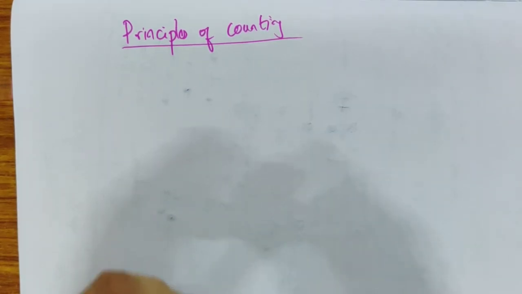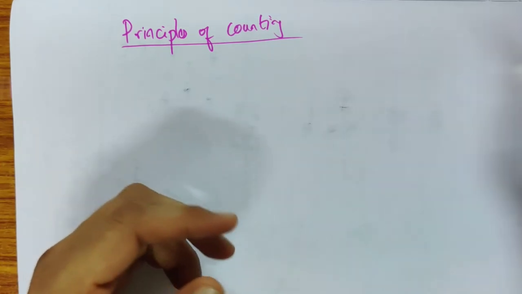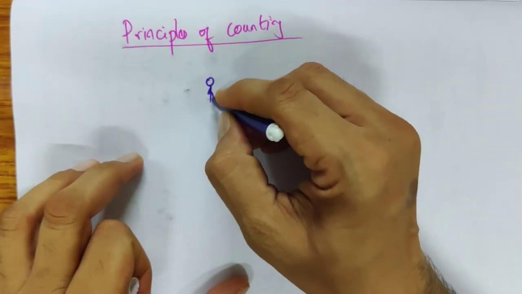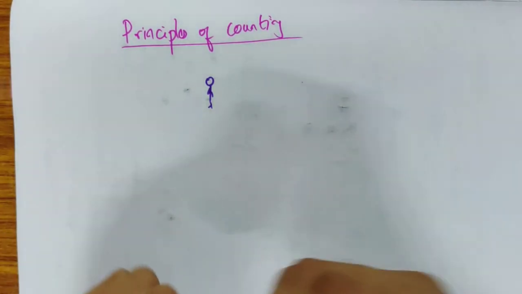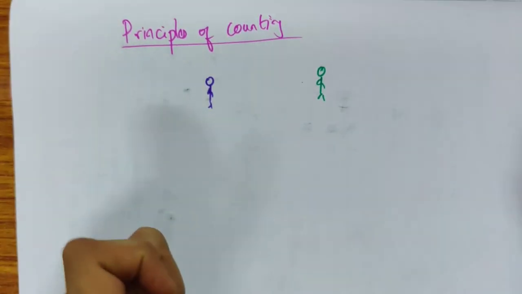So let's look at principles of counting. Right? We'll actually start with the example that's already given. The example given is there are boys and then there are girls. I'm just going to use two different colors. So there are some number of boys and some number of girls.